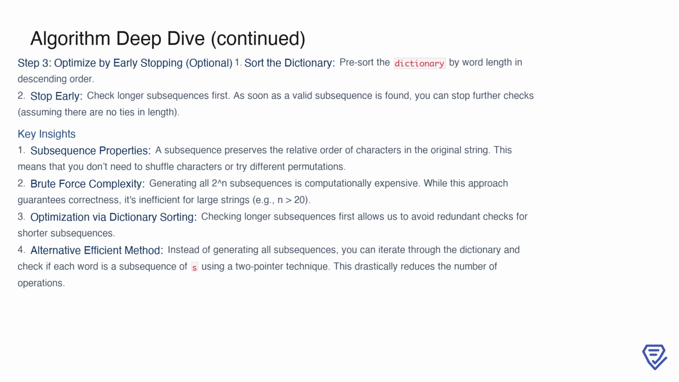Alternatively, we can take a completely different approach. Instead of generating subsequences, iterate through the dictionary directly and check if each word is a subsequence of S. This can be achieved efficiently using a 2-pointer technique, which dramatically reduces the computational complexity.